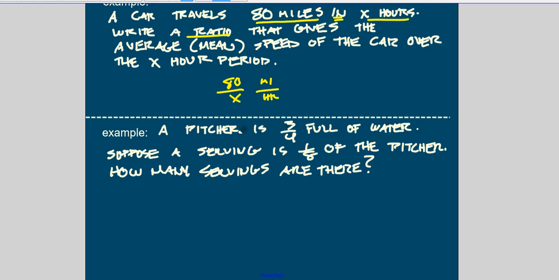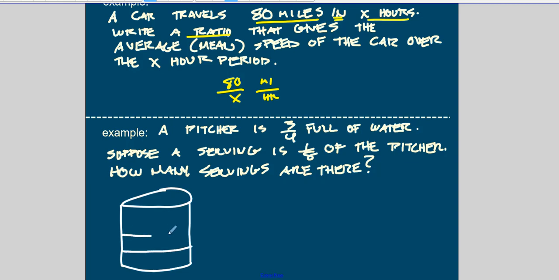Okay, our last example: a pitcher is 3/4 full of water. Suppose a serving is 1/8 of the pitcher. How many servings are there? Well, this is going to be a division problem, but I'm going to illustrate this first using a cylindrical pitcher. Imagine you have a cylinder here. It's 3/4 full, so I'm going to break this up into fourths. Imagine these are all equal slices.